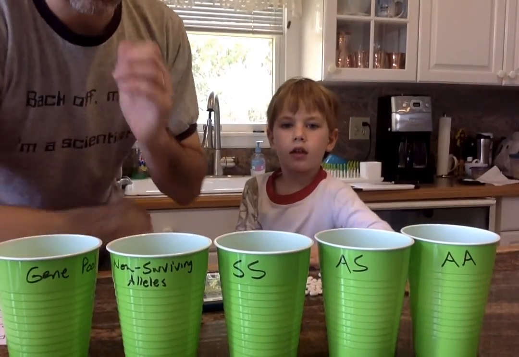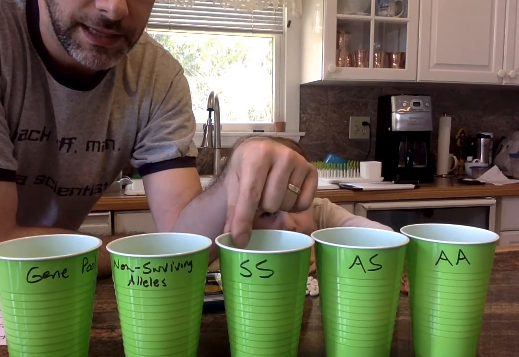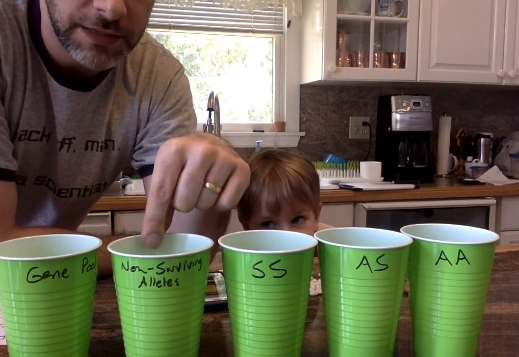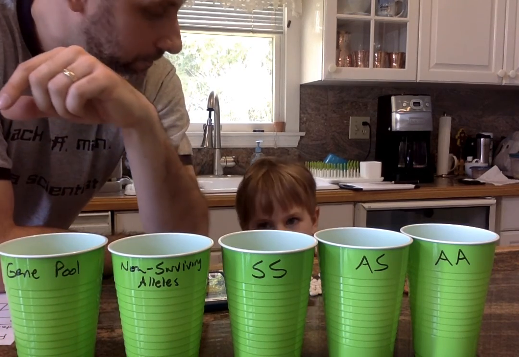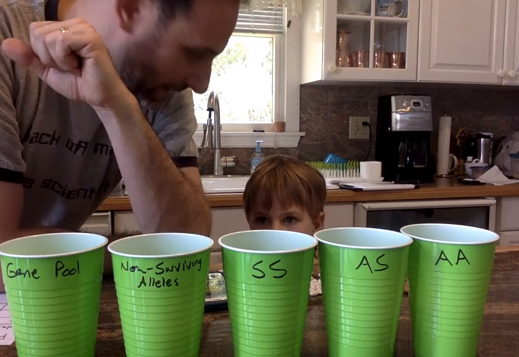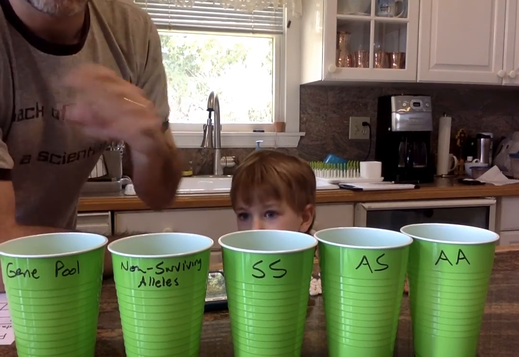Okay, hi guys. So this is a lab activity that we would have been doing in class, but I thought it's something that you could do at home. You don't need a lot for it. You just need 5 cups labeled AA, AS, SS, non-surviving alleles, and gene pool. Non-surviving means dead. Oh, I just taught Isaac what non-surviving means.